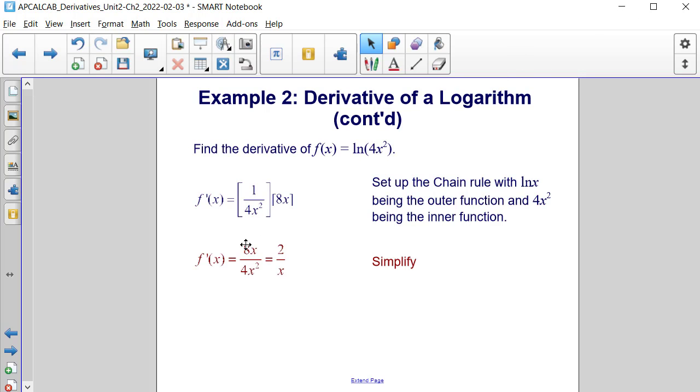The final step is to simplify. We would have 1 over 4x squared times 8x. We put that over 1. We can see why we have 8x divided by 4x squared. And then 8 divided by 4 is 2 over 1. And then x divided by x squared is the x in the denominator. So our final answer here for f prime of x is 2 divided by x.